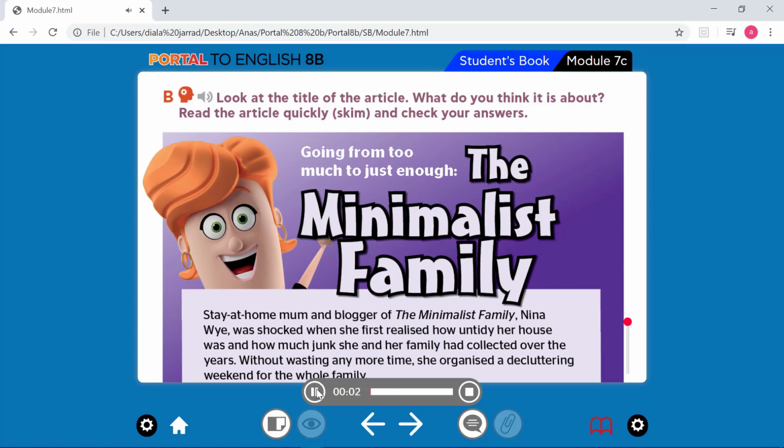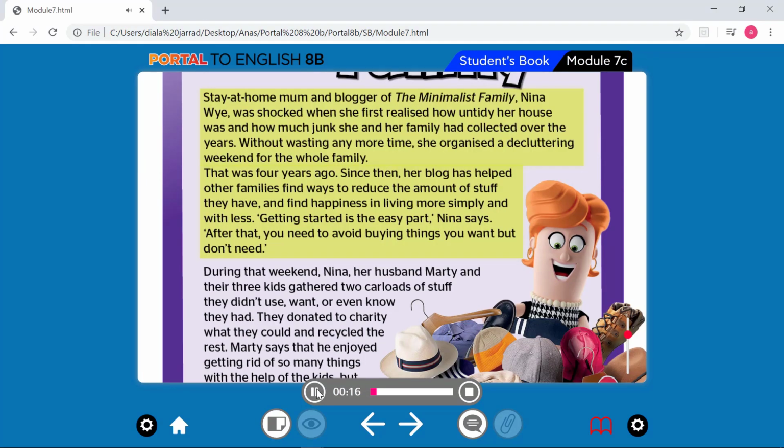Let's start. Going from too much to just enough. The minimalist family. Stay-at-home mum and blogger of the minimalist family, Nina Y, was shocked when she first realized how untidy her house was and how much junk she and her family had collected over the years. Without wasting any more time, she organized a decluttering weekend for the whole family.